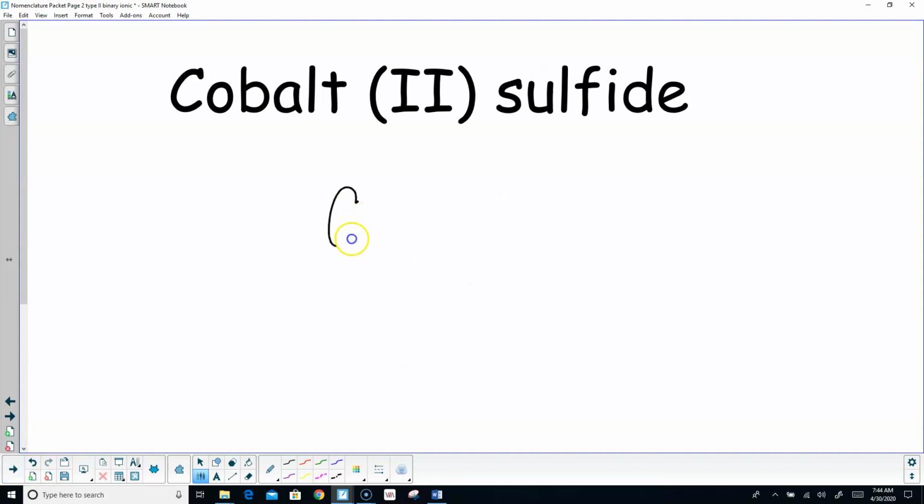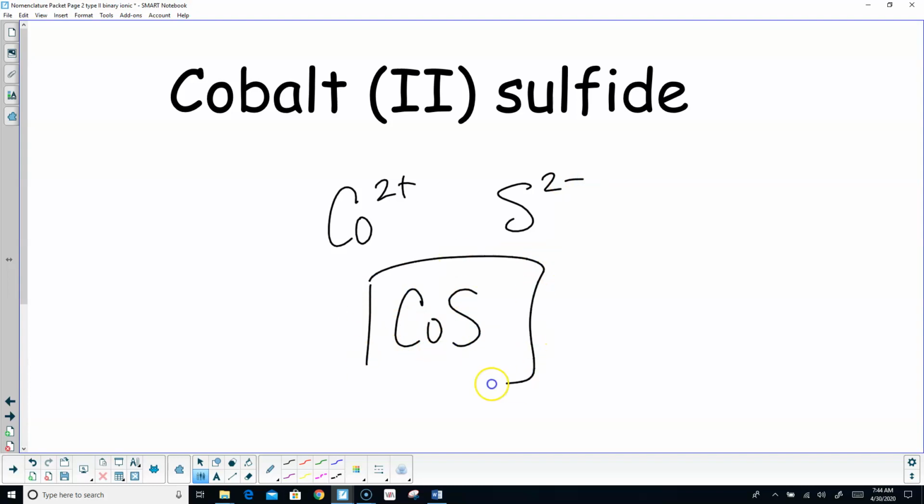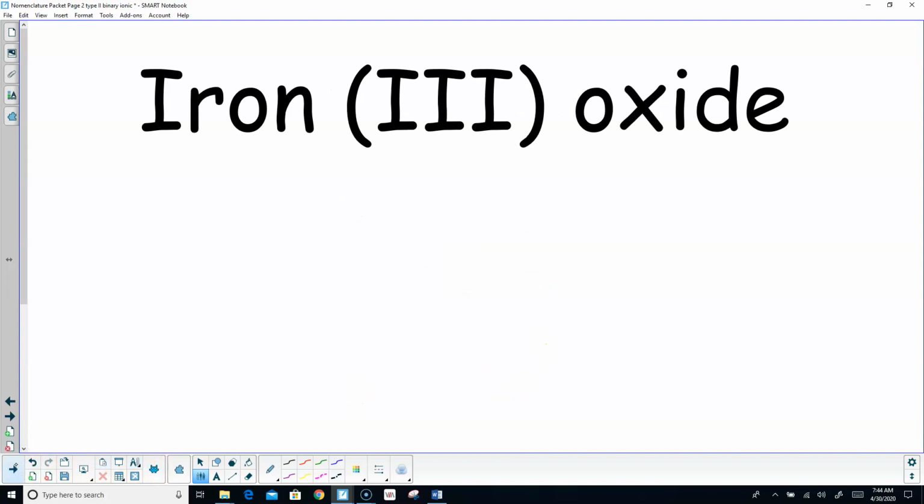Cobalt 2 sulfide. This tells me cobalt's charge is 2 plus. Sulfur is always 2 minus. 2 plus and 2 minus, equal and opposite. They cancel. CoS.